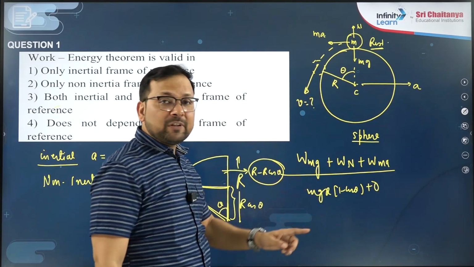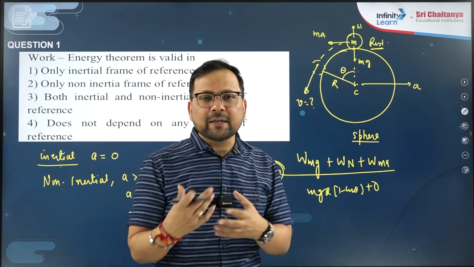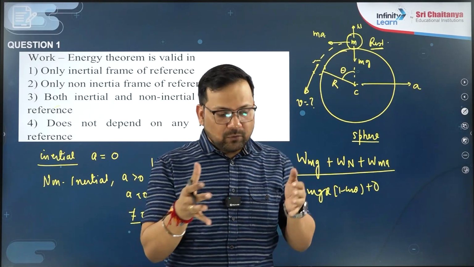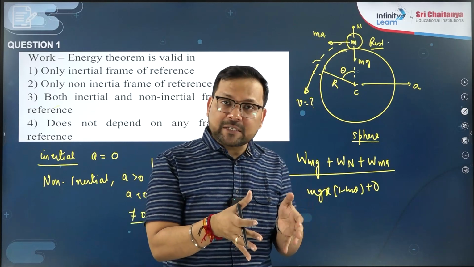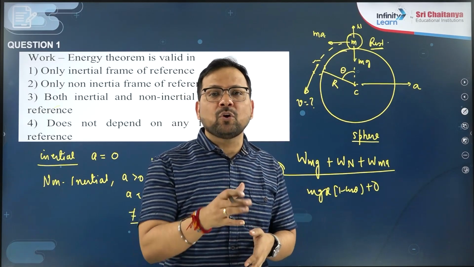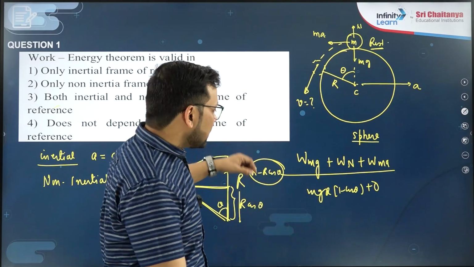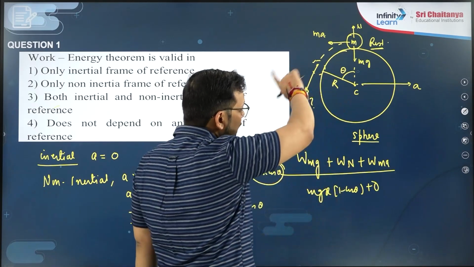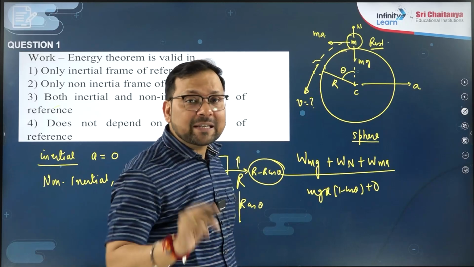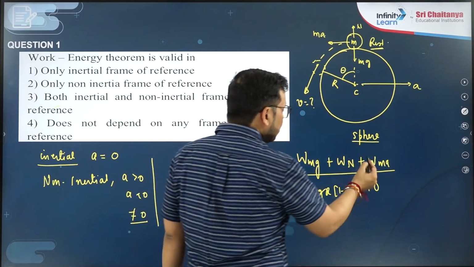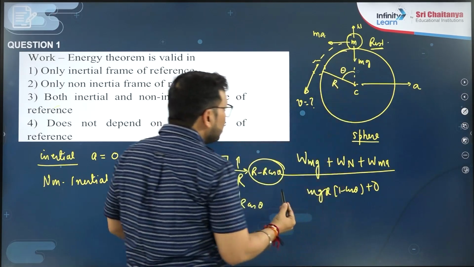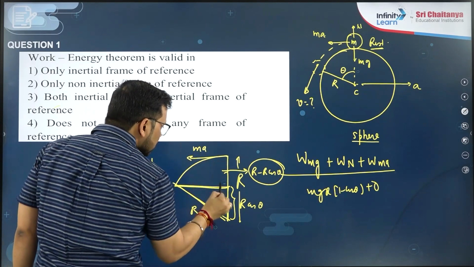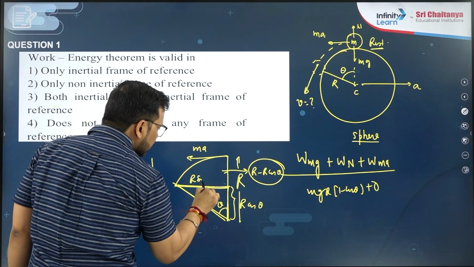Normal work will not always be 0. Don't make a concept that normal work is always 0. When there is a lift question and the lift is going up or down, normal work will not be 0. In these questions it is 0 because normal is perpendicular to the surface, perpendicular to the displacement, or perpendicular to the velocity at every instant. That's why it is 0. ma is acting back, leftward. So the displacement I will take here, and this will be r sin theta.